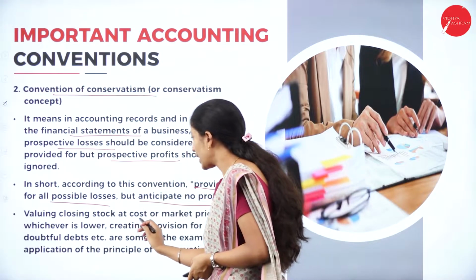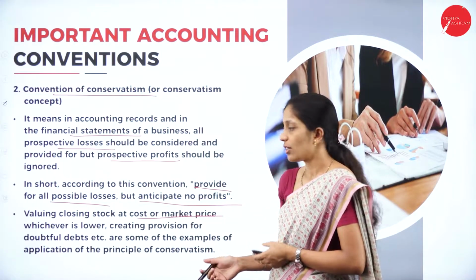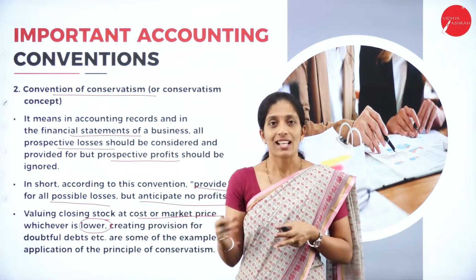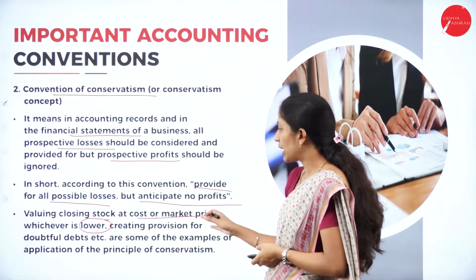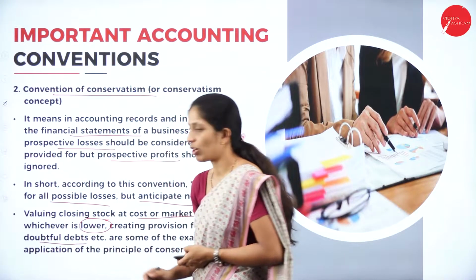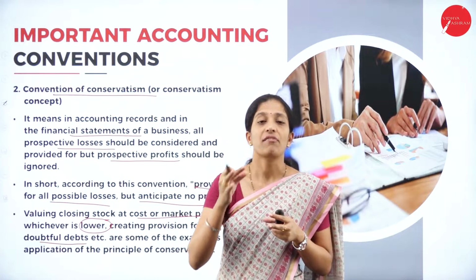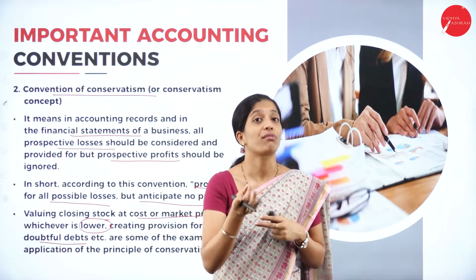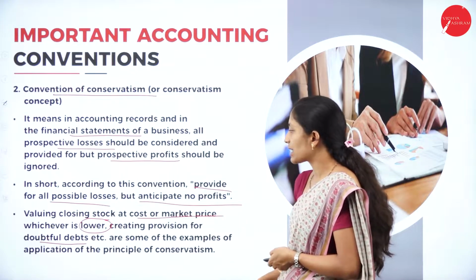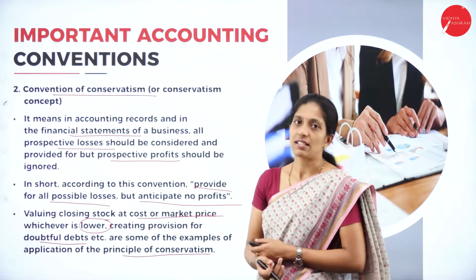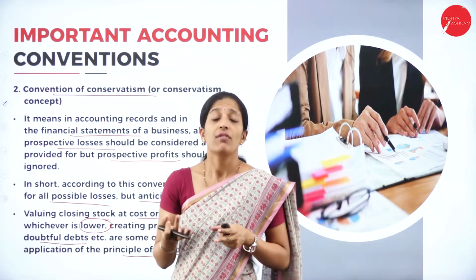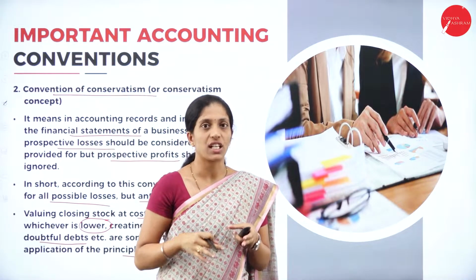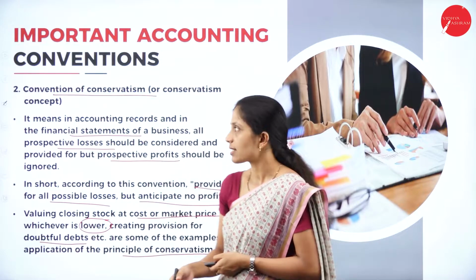So valuing closing stock at cost or market price, whichever is lower. So here we are going to consider whichever is lower, because we are going to possibly estimate what would be the future loss. Creating provision for doubtful debts. So we have heard about it. So suppose any creditors have not paid the amount, so we are going to make a provision for that particular debt as provision for doubtful debts. These are some of the examples of application of the principle of conservatism. So these are the best examples where we are going to make ourselves safe. That is known as what? Convention of conservatism. That is, always be prepared for the losses.